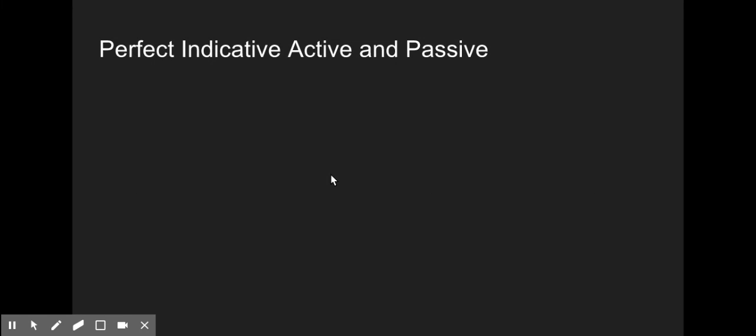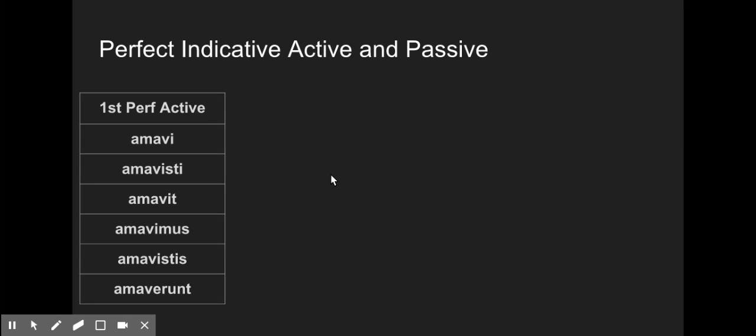So the perfect. The perfect system will deal with the third principal part. Up until now, the present, the imperfect, and the future all stem from the first. Now we deal with the perfect system. We're going to deal with the third principal part for the active and the fourth principal part for the passive. And the perfect is the same for all verbs. You take the third principal part, and it's amavi, amavisti, amavit, amavimus, amavistis, amaverunt.